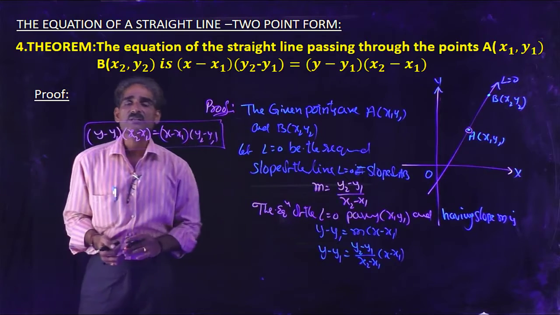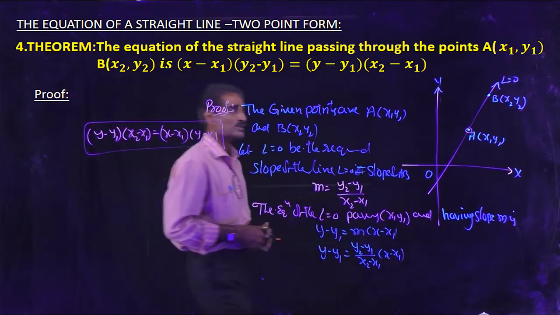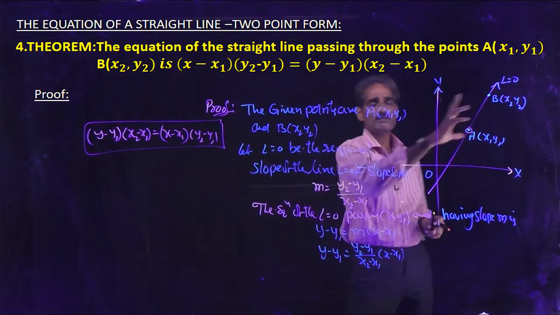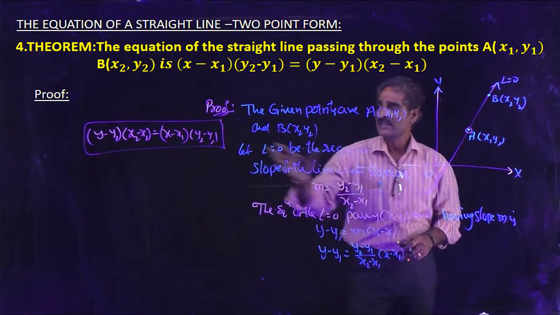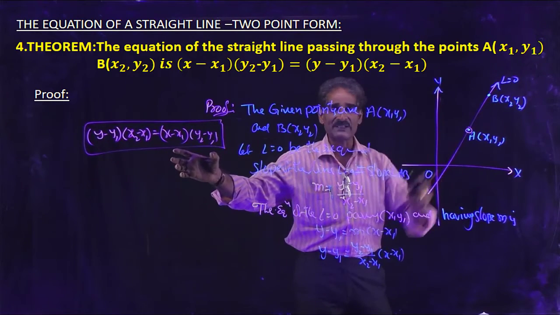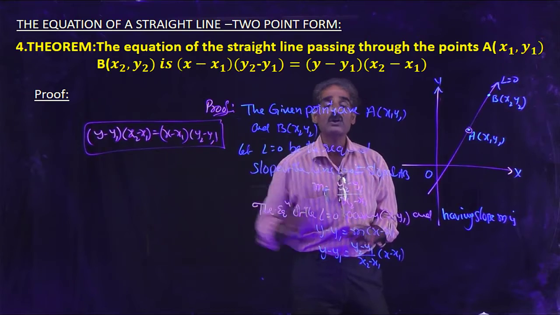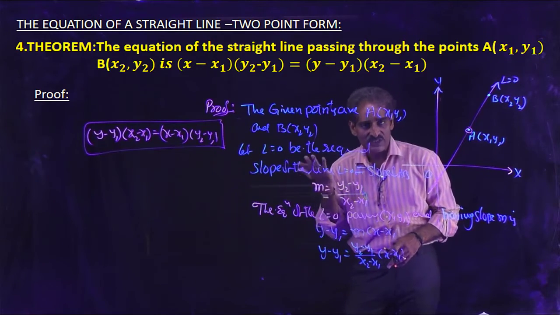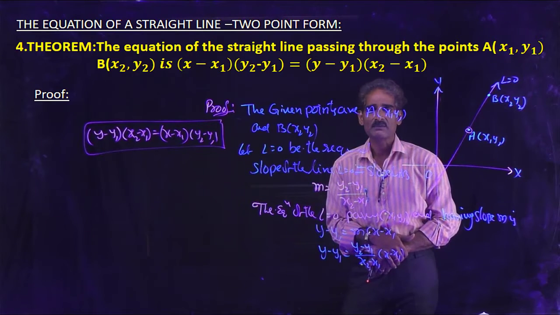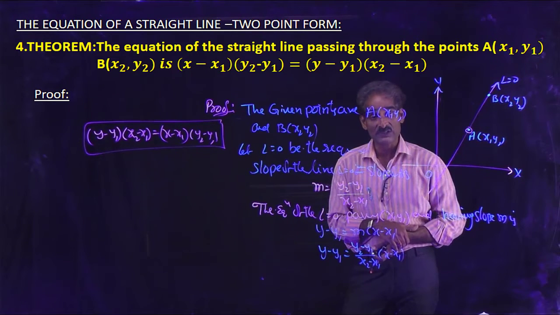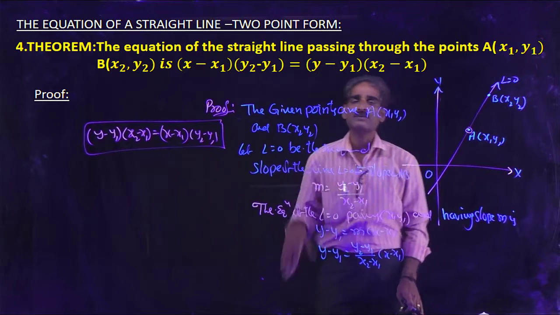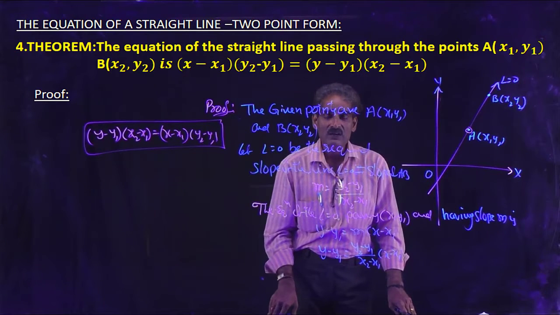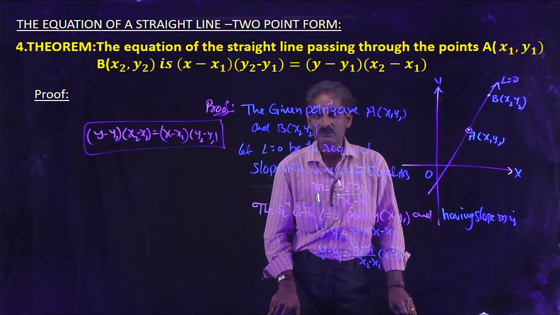This represents the equation of the line passing through A (x1, y1) and B (x2, y2). This line equation contains the two points, so this form is called two-point form. Here we are using two points to find the equation of the line: one is (x1, y1) and another one is (x2, y2). So this form of the equation is called two-point form.